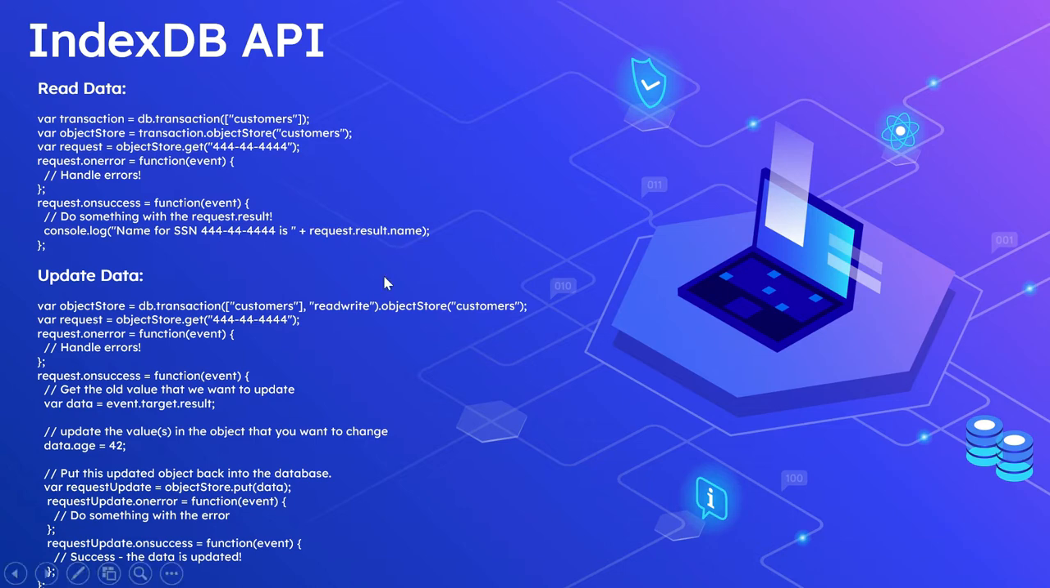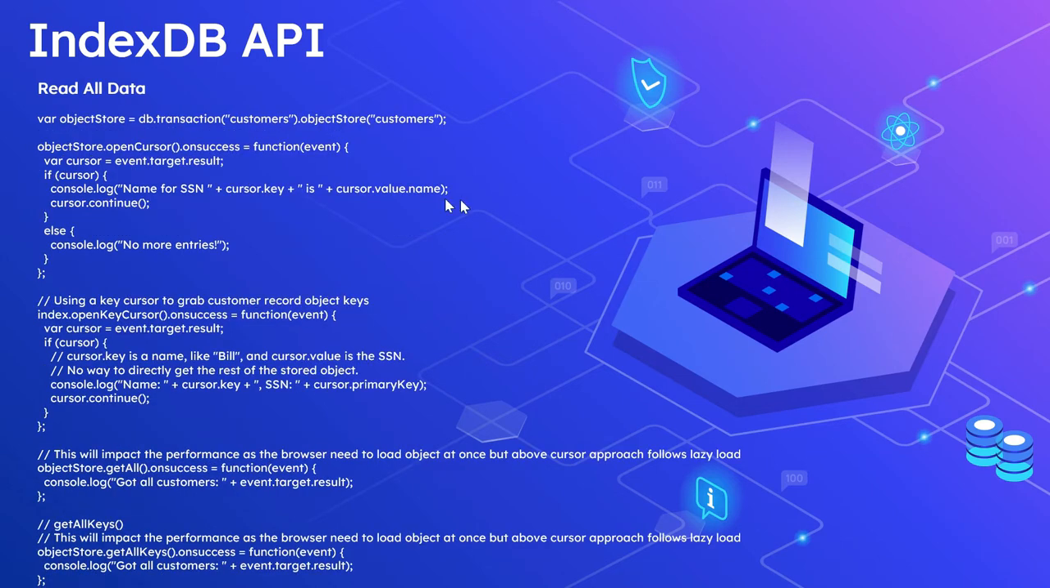Next one is update data. Get the transaction with readwrite mode. Then get the object with the object key. So if you see here, we are getting this objectStore.get with this specific SSN. Then on the success handler we are updating the required data.age equal to 42. We are making the age 42. Then we are using this put method to persist the data back to the object store.